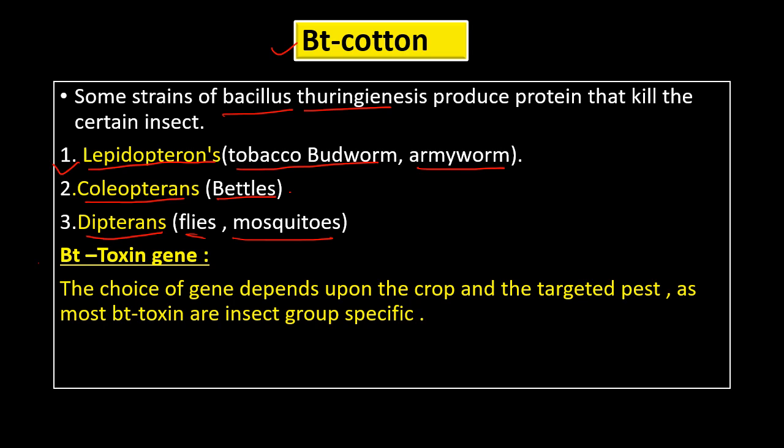One important point written here: the choice of gene depends upon the crop and the targeted pest. It depends upon which type of crop, and second, which type of targeted pest, like lepidopterans, maybe coleopterans, maybe dipterans. According to the gene and the plant, as most Bt toxins are insect group specific.